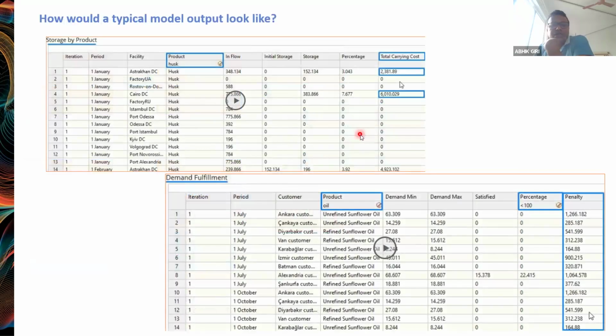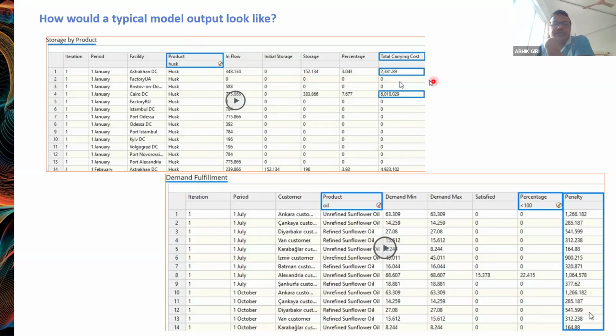Okay, and how would a typical model output look like? This is a screenshot I took from some website. For every time period, let's say I'm running the model for 10 days, then for every day, for different facilities or locations and different products, you will have the inflow, the initial storage, and the final storage. Initial storage means how much inventory I was carrying at the beginning of the day, and the final storage is the inventory at the end of the day.